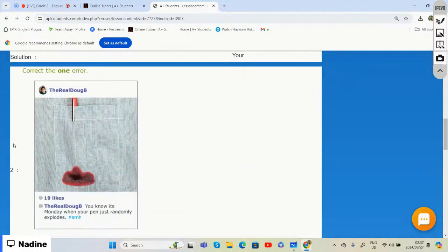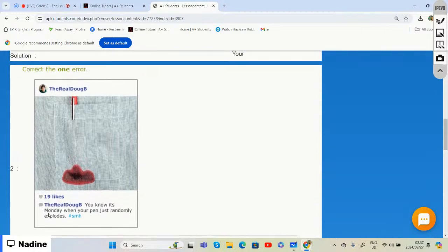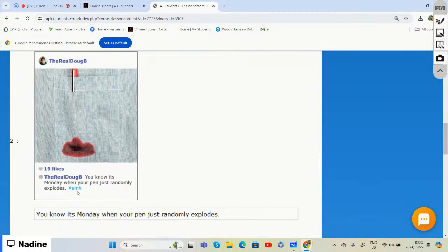All right. The next one says we need to correct one error. You know it's Monday when your pen just randomly explodes. If you look at that, I don't know if it's a Facebook, Twitter, or something post. What do you think is our error that we have within that sentence? What word is the error over there?